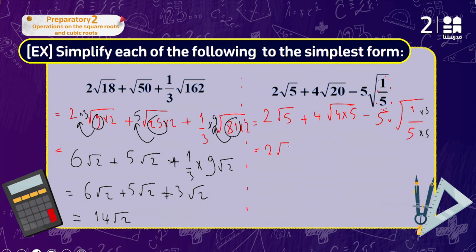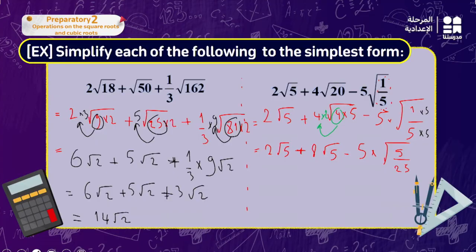2 and square root of 5. Yes, plus, 4 will get out and be 2. 2 multiplied by 4, yes, so it will be 8 square root of 5 minus 5 multiplied by square root of 1 times 5. 1 times 5 is 5 and 5 times 5 is 25. So this is 5 over 25.